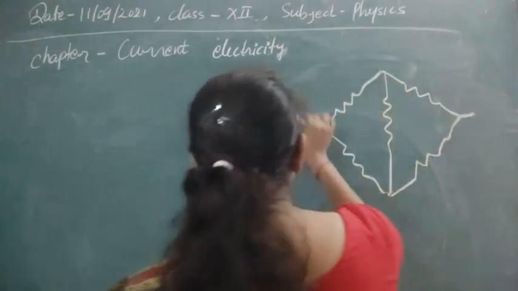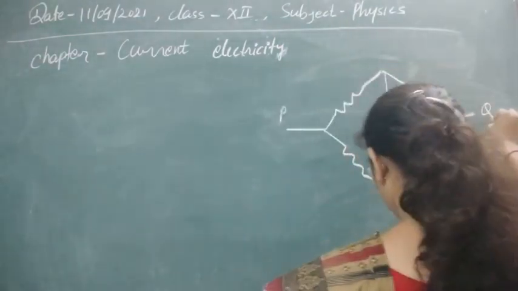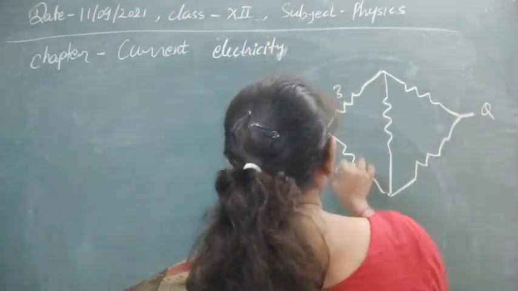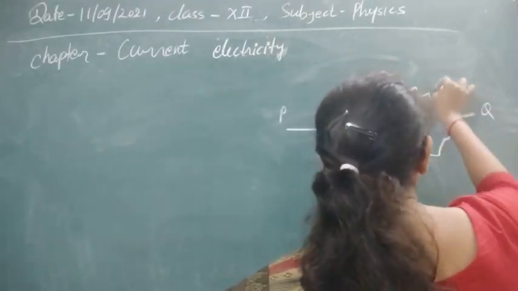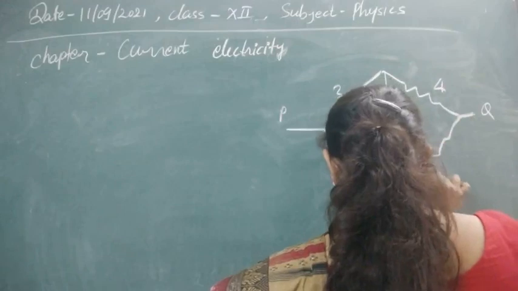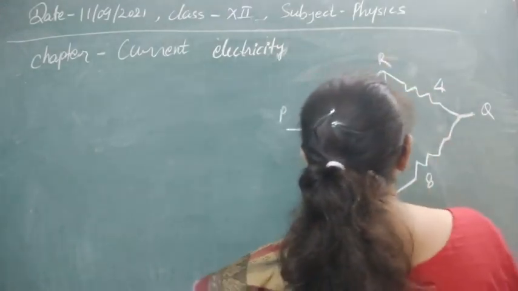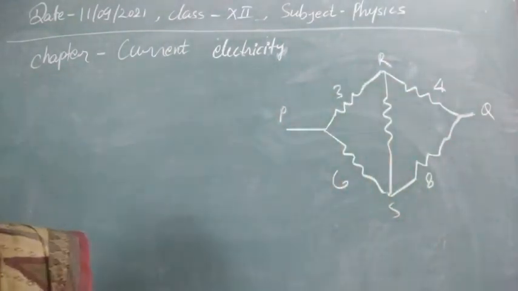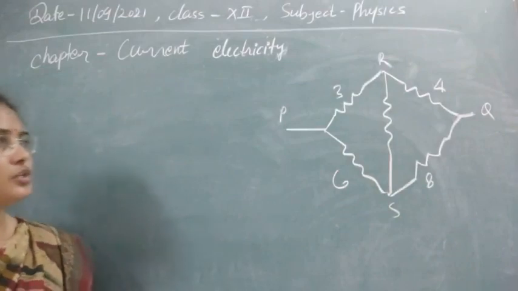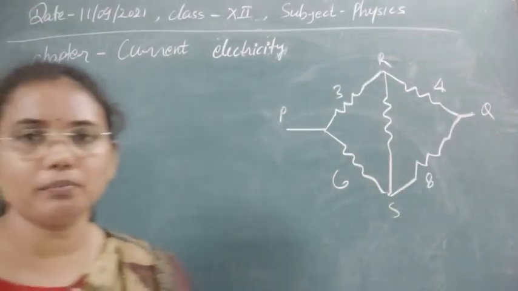So here this is now our point P and this is our point Q. This is a 3 ohm resistor, 6 ohm resistor, 4 ohm resistor, and then this one is 8 ohm. This is R, this is L. So we have to find out the equivalent resistance between P and Q.